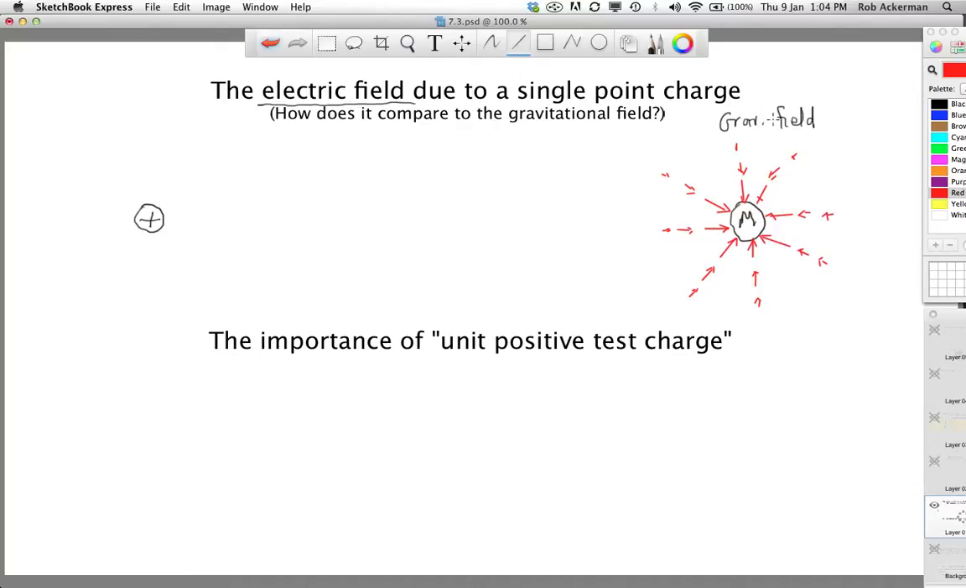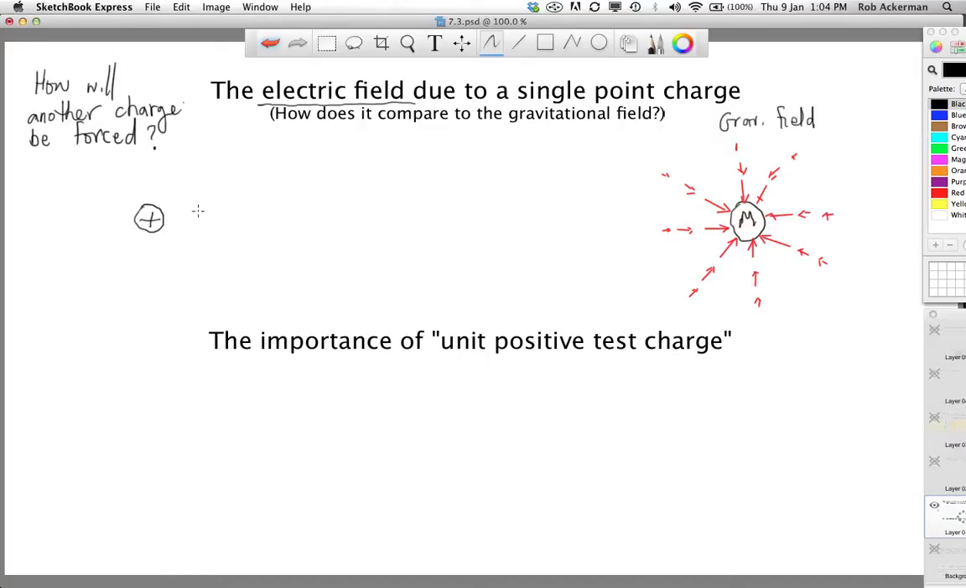Well, in a similar way, we can talk about the electric field. We have a positive charge here, and so now the question becomes as follows. How will another charge be forced if it comes near this charge that I've drawn? In other words, what forces will it feel?